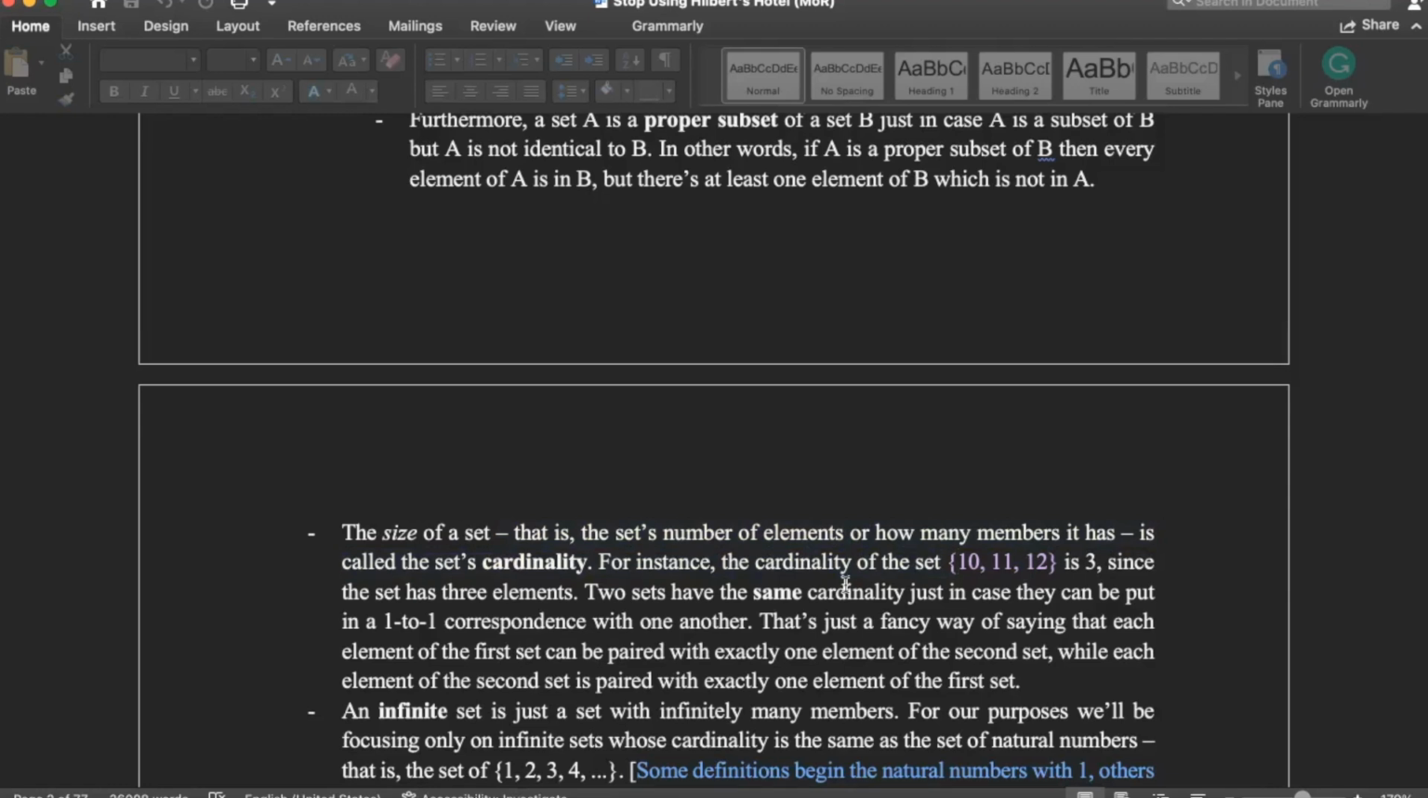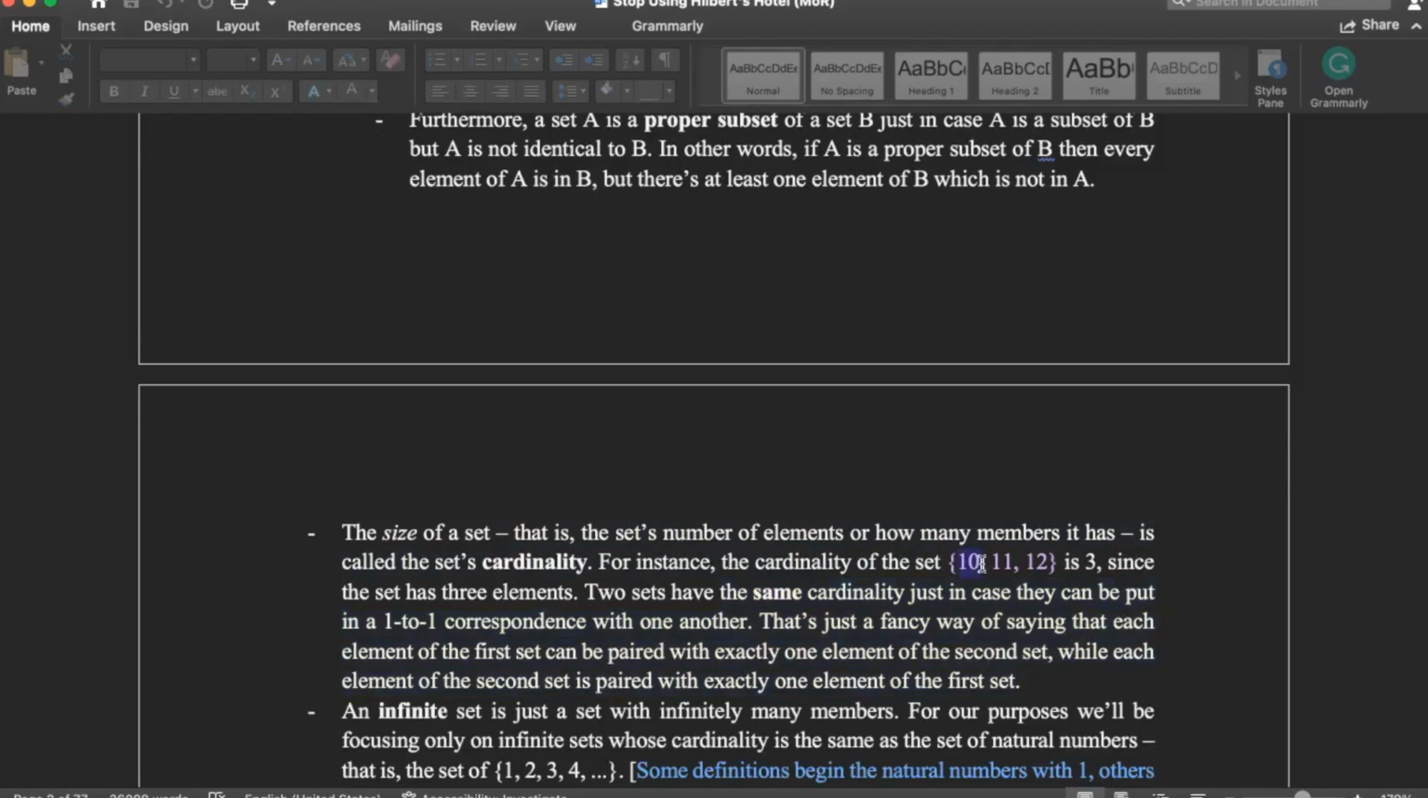Pretty simple, right? Two sets have the same cardinality just in case they can be put in a one-to-one correspondence with one another. And that's just a fancy way of saying that each element of the first set can be paired with exactly one element of the second set, while each element of the second set can be paired with exactly one element of the first set.